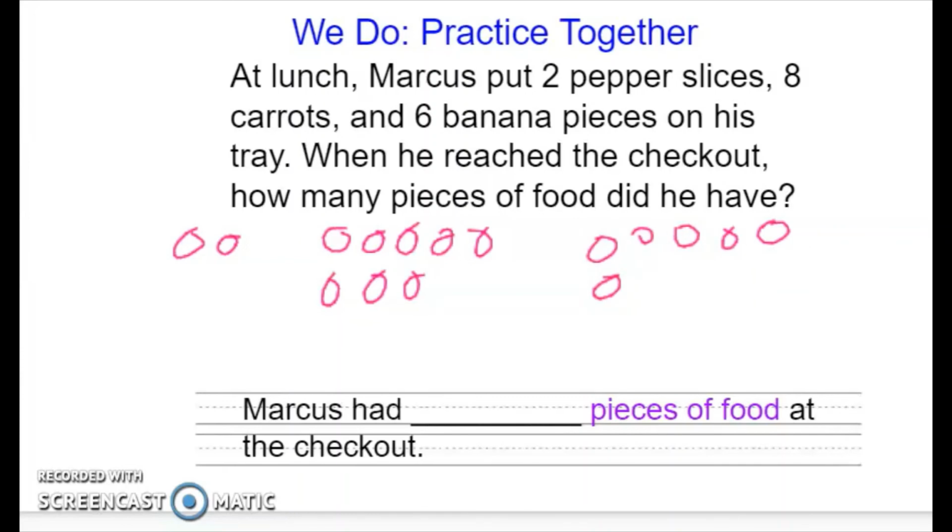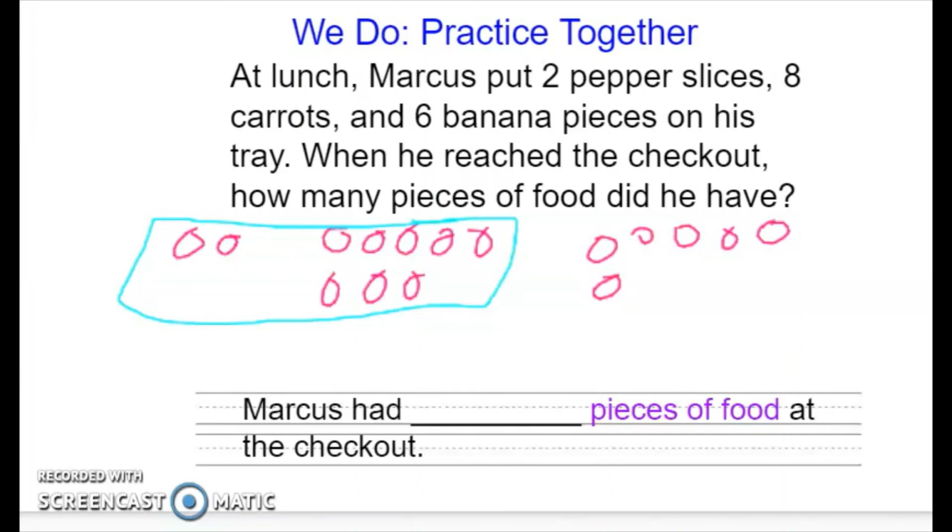Now, my friends, using the new strategy of make 10, go ahead and talk with a friend or a family member about how we could do that using our picture and what we know. Great job. Welcome back, my friends. Were you also thinking 2 and 8? So the 2 pepper slices and the 8 carrots? Me too. Give yourselves a pat on the back and let's go ahead and group our 10s. Great job, my friends. We just made a 10 group.